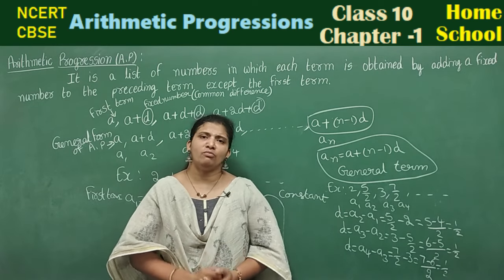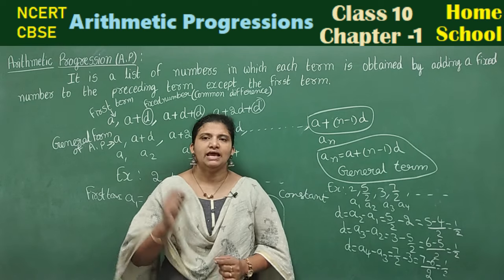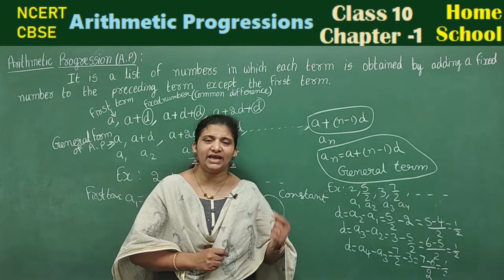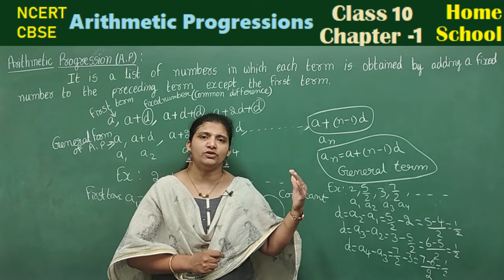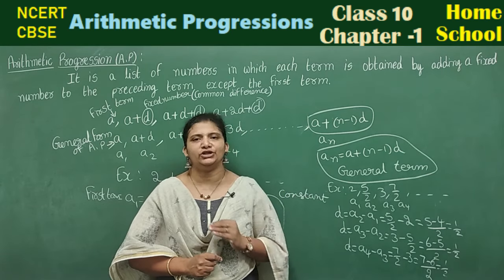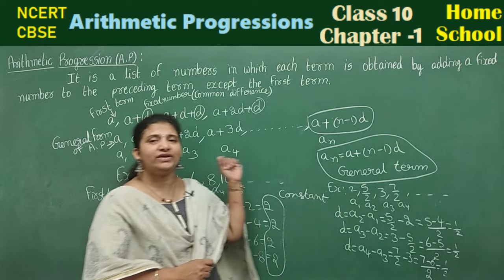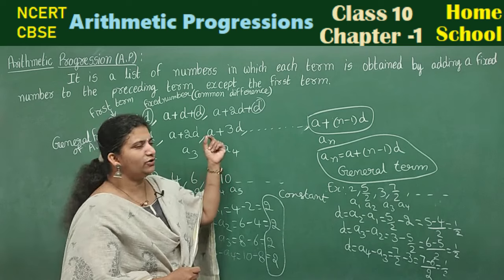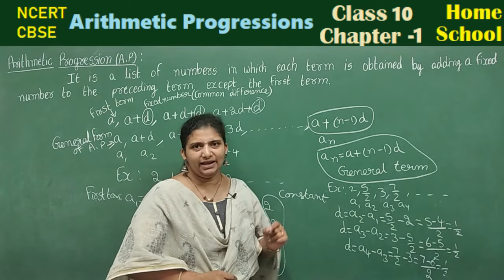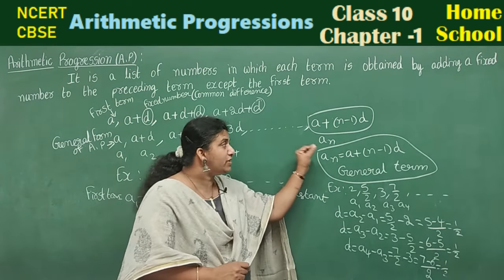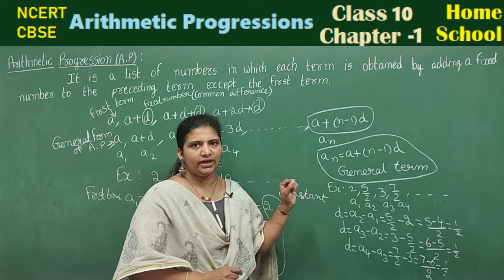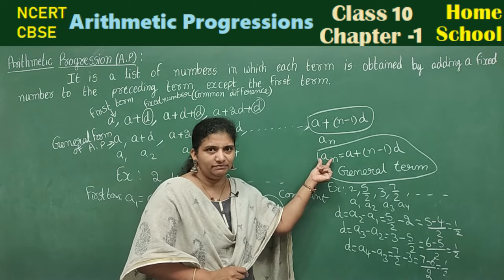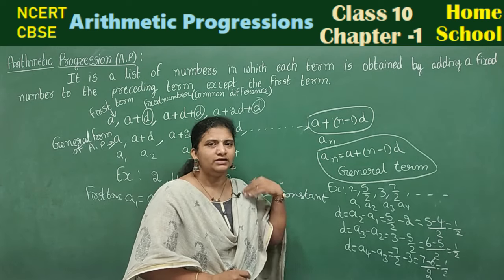What is the general form of arithmetic progression? A, A plus D, A plus 2D, A plus 3D, A plus 4D, and so on up to A plus (n minus 1) into D. And how do we number the terms? First term, second term, third term: A1, A2, A3, and so on up to An. N is the number of the term. Suppose you have 10 terms.